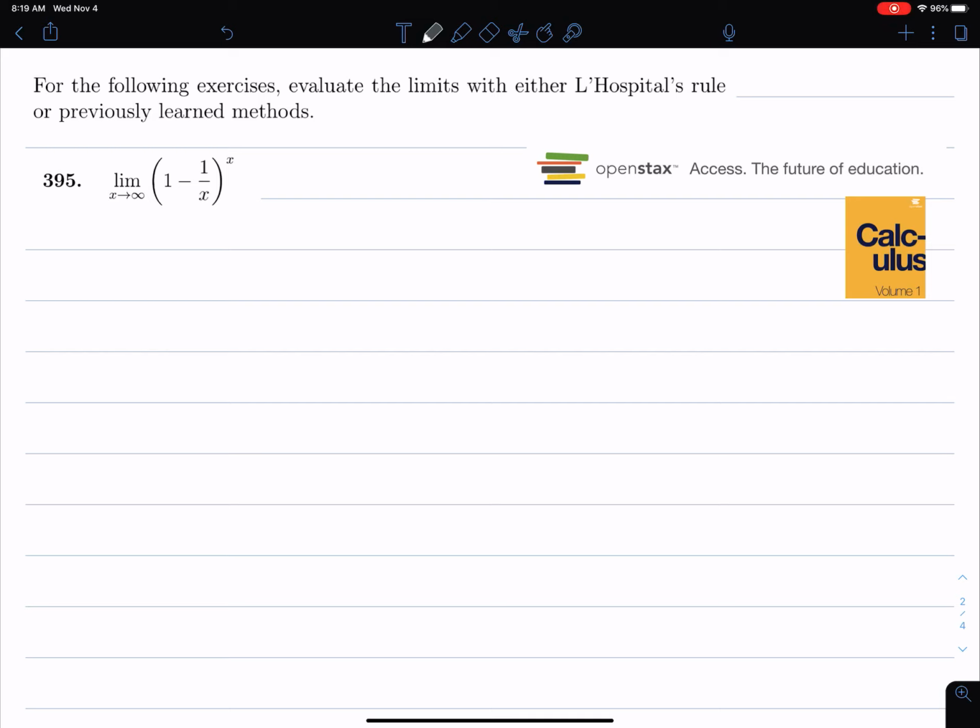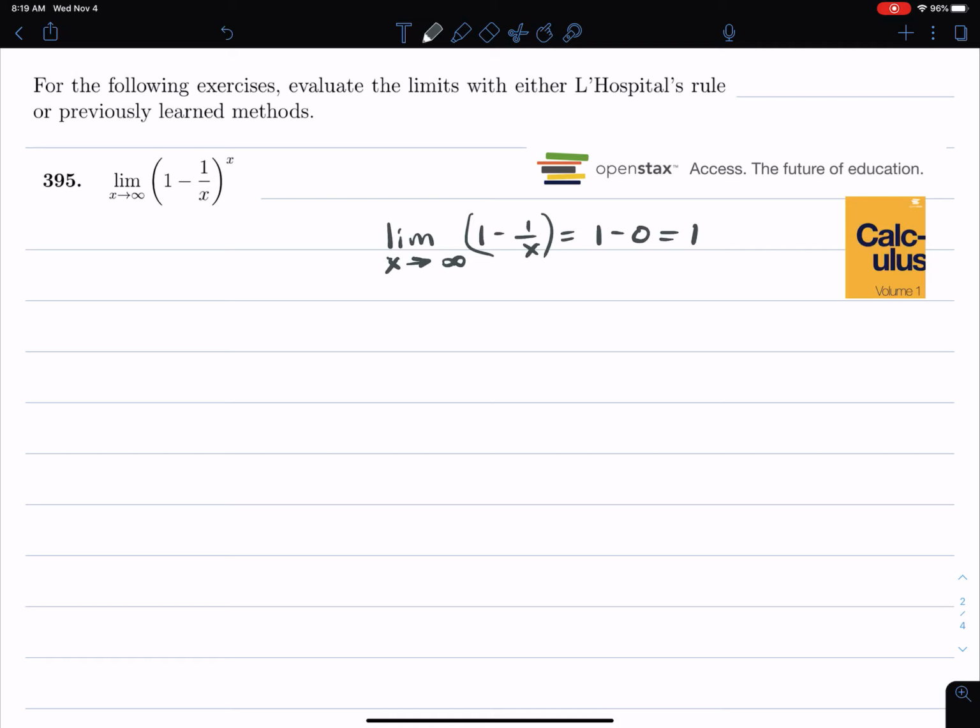All right, in this video, what I'm going to do is use L'Hopital's rule for an indeterminate power. We see that this limit consists of a function of x raised to a function of x. The base of this exponential expression is 1 minus 1 over x.